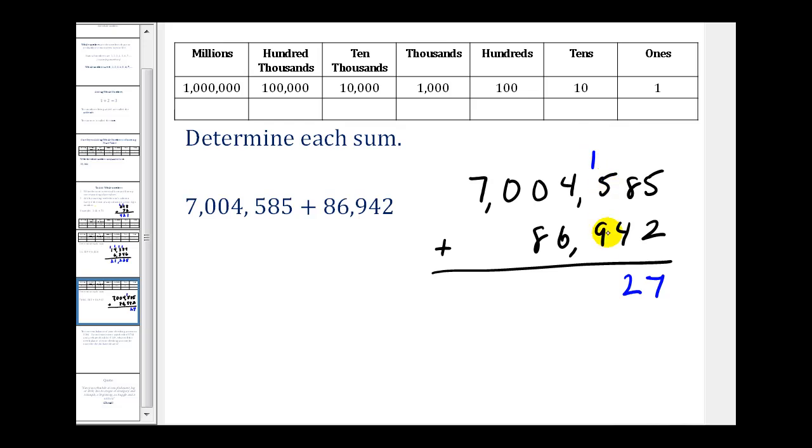1 plus 5 plus 9, that's going to give us 15. Write down the 5, carry the 1. 1 plus 4 plus 6, that's 11. Write down the 1, carry the 1. 1 plus 0 plus 8, that would be 9. Notice in the next column we just have a 0. The next column is just a 7. So our sum is 7,091,527.